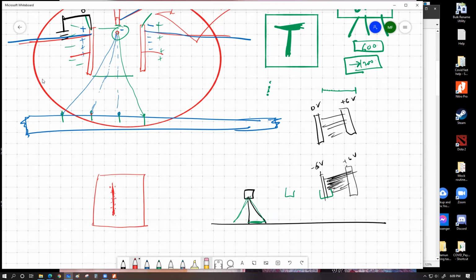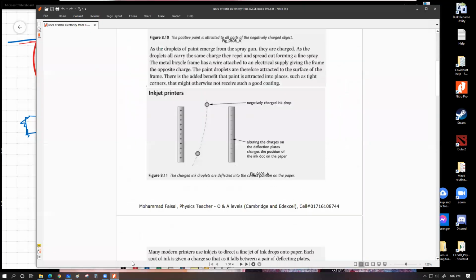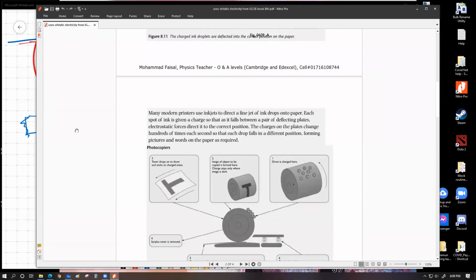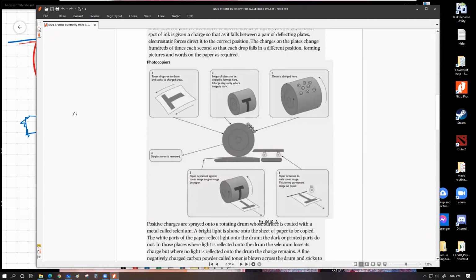Sure, no problem. All right, so this was for the inkjet printers, and the third thing that we have over here is photocopiers. Photocopiers is actually a series of things which can work. And if you see over here, this is the number 1 figure and it goes on in an anti-clockwise cyclic order. I'm going to explain this thing part by part.